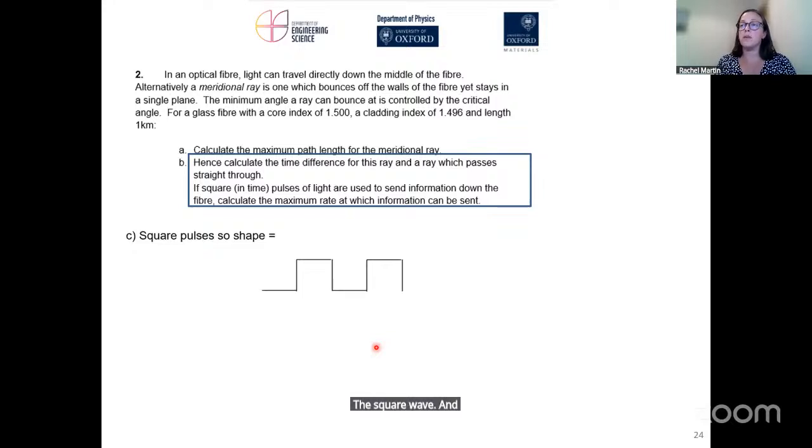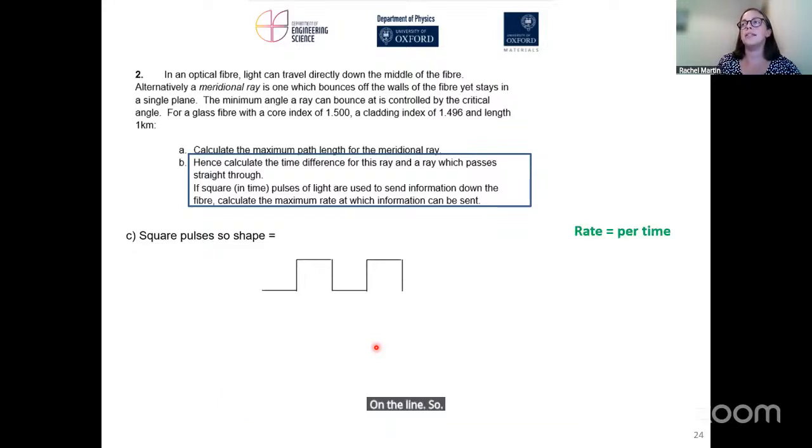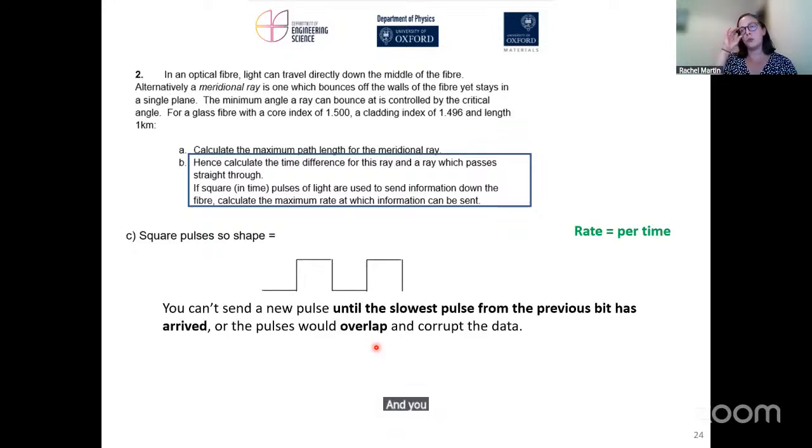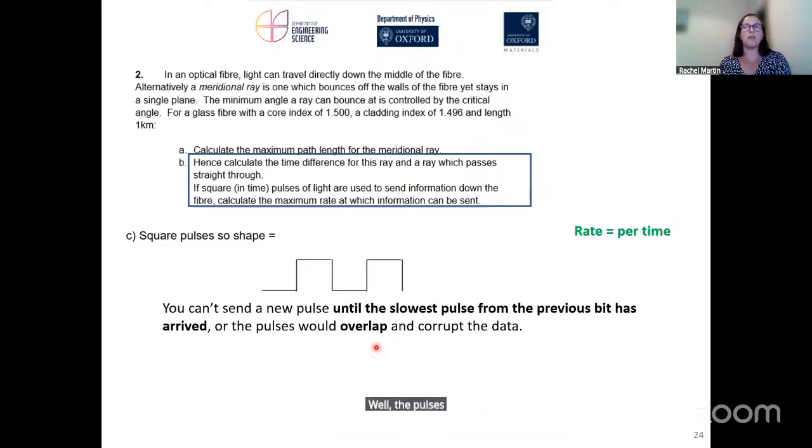Another important piece of information: we need to send information, but we want that information to get there clearly. So to get there clearly, it's kind of thinking qualitatively. We don't want any interference in our signal. A bit like, in a very different way, if you had poor phone reception, you might be getting a bit of interference on the line. So we need to make sure we're thinking about rate as being per unit time. And you can't send a new pulse until the slowest pulse from the previous bit of information has arrived, or the pulses would overlap and corrupt the data. So that idea of that bit of interference going on in the signal.